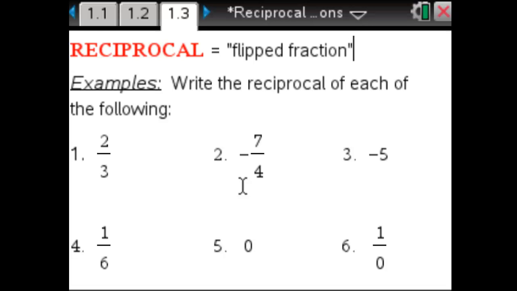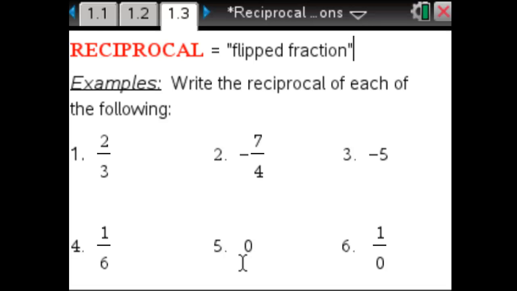Again, I'm just flipping these fractions, keeping the sign. For number three, I'm starting with -5, which could be thought of as -5/1. So when I flip it, I get -1/5. Number four, 1/6 flipped or reciprocated becomes 6/1, which is 6.